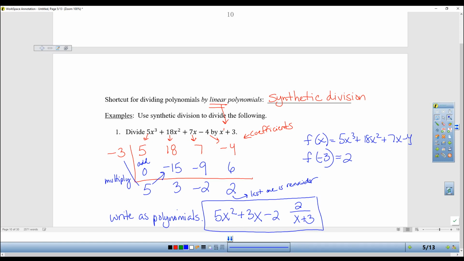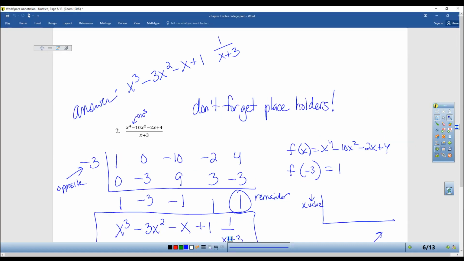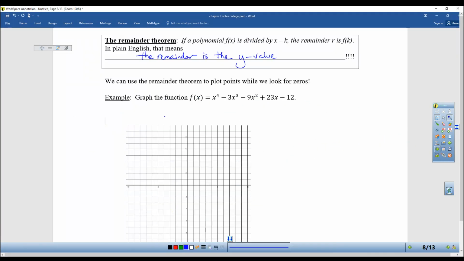So synthetic division is great for dividing, but it's also great for this. And on this one, I have to tell you, if I had to plug in -3, I might be more inclined to do this without a calculator than actually plugging -3 into this equation. So how does that help you for graphing?